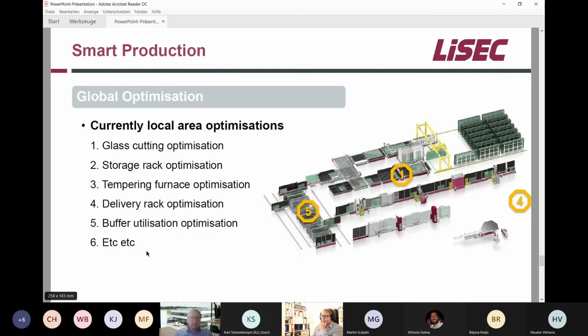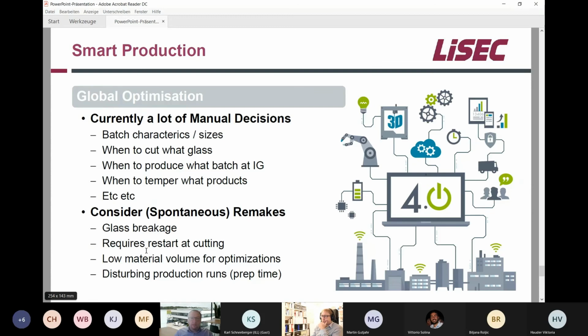The problems we currently still don't cover are that we still have a lot of manual decisions to be made by humans. Means we have batch planners, we have operators that decide what is the size of batches, what are the characteristics of batches, what products do we group together, what should be the next optimization to be cut, for example, what should be the next batch to be assembled at the IG line, and so on and so on. Plus, we have that extra burden of remakes. Like I explained, if glass breaks, then the material is of course gone, and this requires a restart right from the beginning.